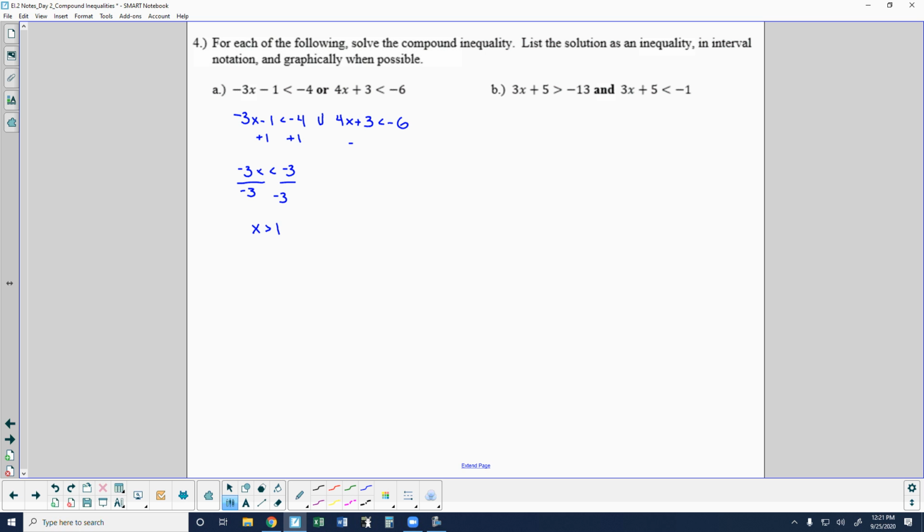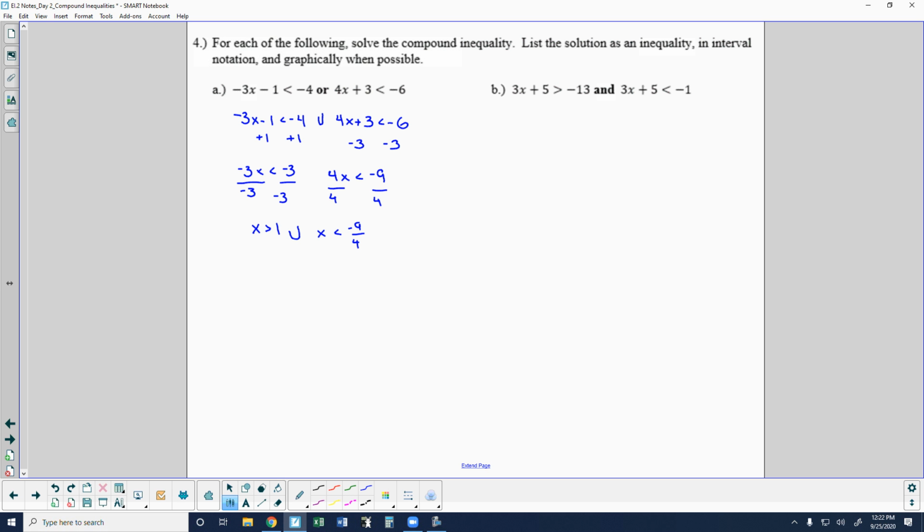Then I'm going to solve the other equation as well, so I'm going to subtract 3 from both sides. So 4x is less than -9. I'm going to divide by 4, so x is less than -9/4. And again, this is the union of these two.